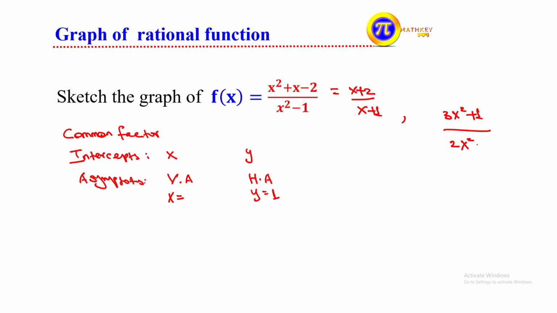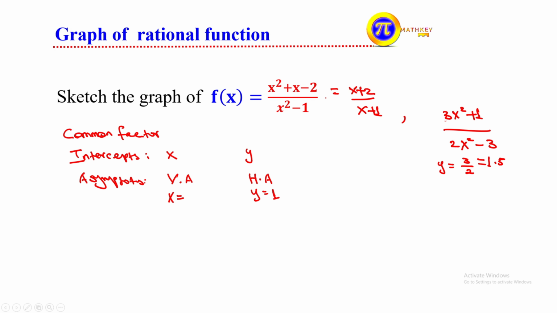Similarly, if I have a problem like (3x squared plus 1) divided by (2x squared minus 3), for instance, you see we don't have any common factor for the numerator and denominator. Instead, we can find the horizontal asymptote by dividing the leading coefficient of the numerator by that of the denominator. The leading coefficient of the numerator is 3 and of the denominator is 2. So the horizontal asymptote is 3 divided by 2, which means 3 over 2.